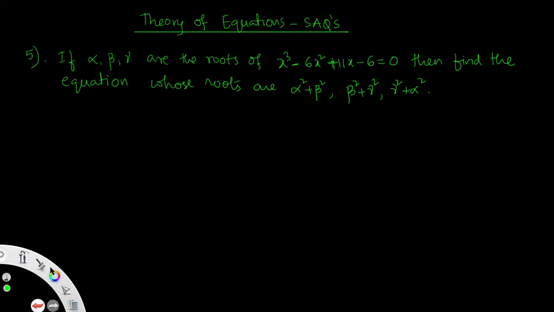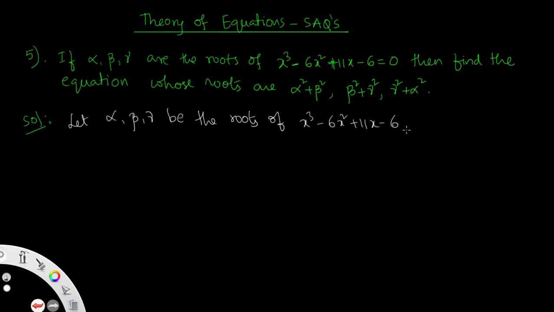Cubic equation means we have to take 3 roots. It is given that alpha, beta and gamma are the roots. So let alpha, beta, gamma be the roots of the given equation, that is x cube minus 6x square plus 11x minus 6 equal to 0.